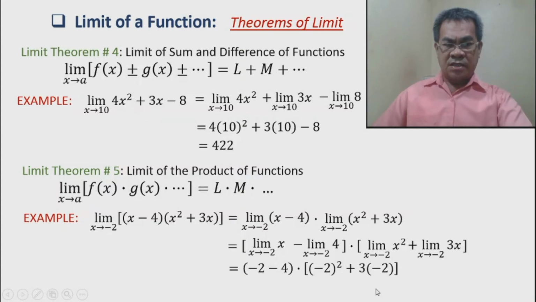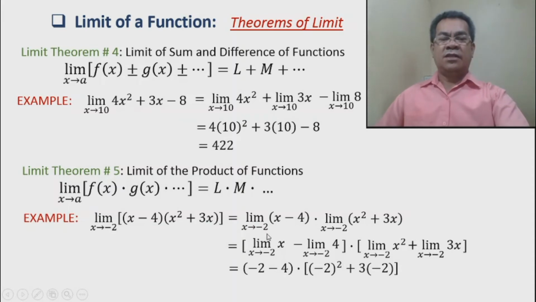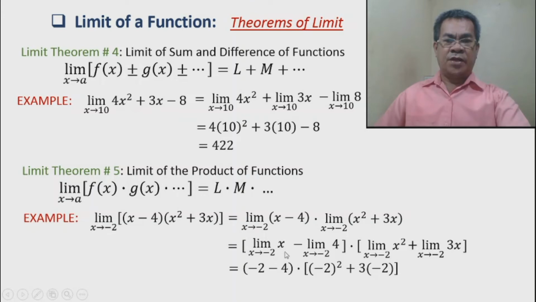Then plus 3 times negative 2. Okay? So you can skip this process. This is only for the sake of calculation discussion, where we explain using the theorem that we are allowed to use that. For your solution, you can go directly to this and use your calculator to evaluate, and we have this value 12.